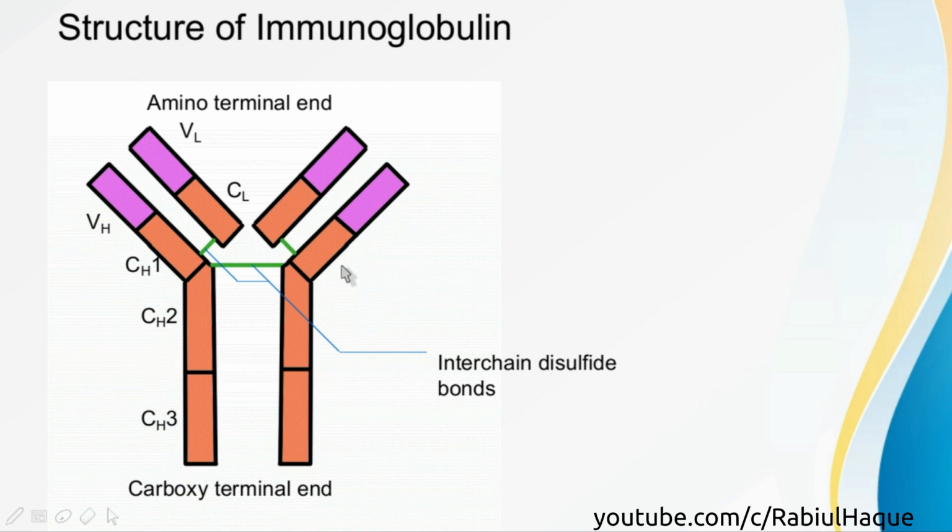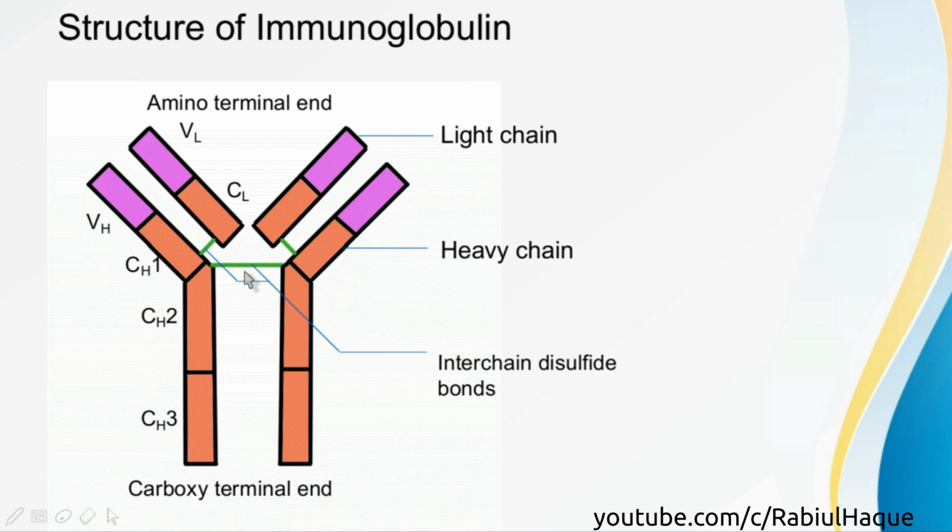On the top we can see the amino terminal end of this immunoglobulin, and on the bottom we can see the carboxy terminal end. We can also see that this immunoglobulin is made up of 4 polypeptide chains. These are the light chains, they are smaller, and the remaining two are heavy chains, they are larger. We can also see that these four polypeptide chains are bound together with the help of interchain disulfide bonds that are drawn here in green color.